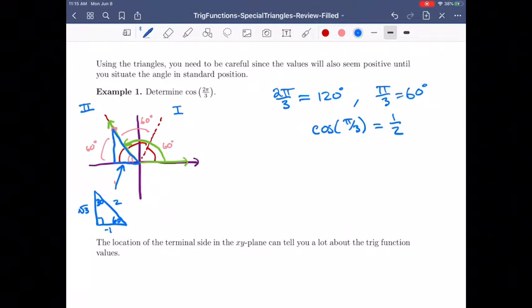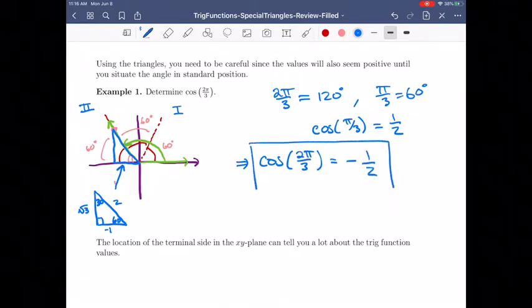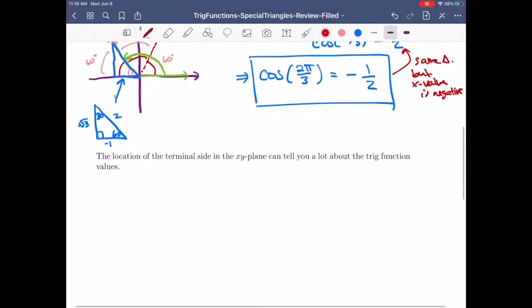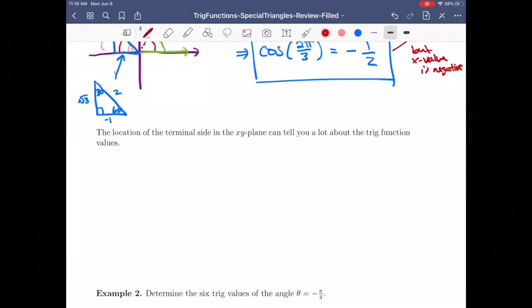I already said that. And we know that cos of pi by 3, or cos of 60, is 1/2. So that means that cosine of 2 pi by 3 is going to be negative 1/2. It uses the same triangle as this one, but the x value is negative, which is going to make our cosine value also negative. So you want to be careful about that. The location of the terminal side in the xy plane tells you a lot about the function values.